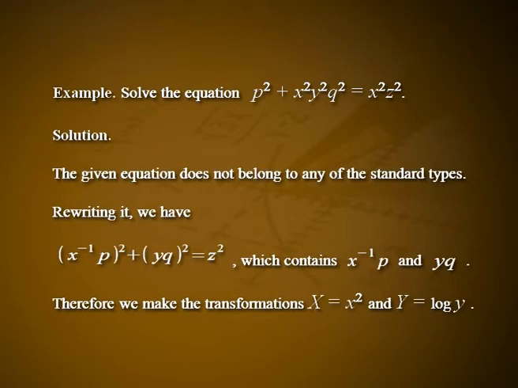Example, solve the equation p square plus x square y square q square is equal to x square z square. Solution, the given equation does not belong to any of the standard types. Rewriting it, we have (x raised to minus 1 into p) whole square plus (yq) whole square is equal to z square, which contains x raised to minus 1 into p and yq. Therefore, we make the transformations capital X is equal to x square and capital Y is equal to log y.